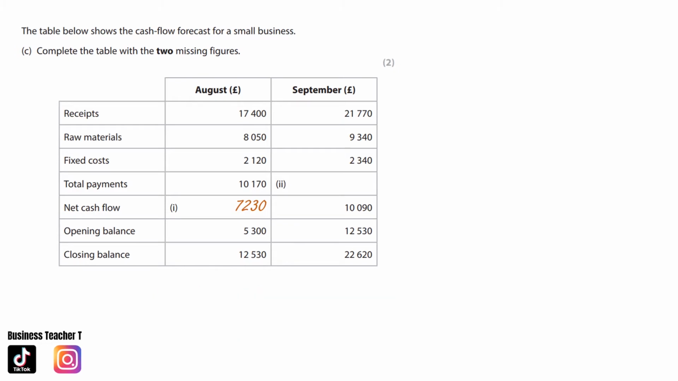Next, we need to calculate the total payments for September, so that would be all of our cash outflows, all of our total payments. Now we can see here there's only two, but sometimes we might have more. So we have raw materials in September cost £9,340, and also the fixed costs for September are £2,340. So the answer is £11,680.